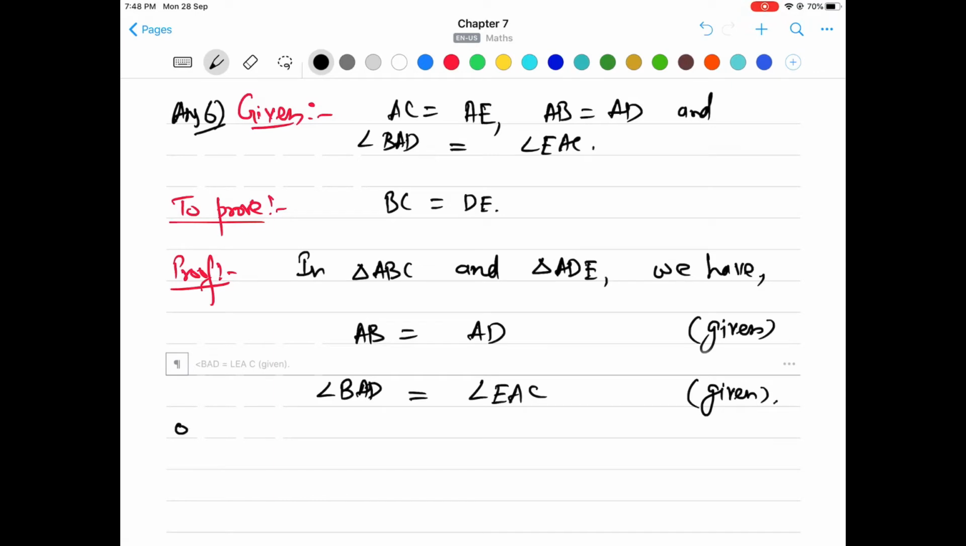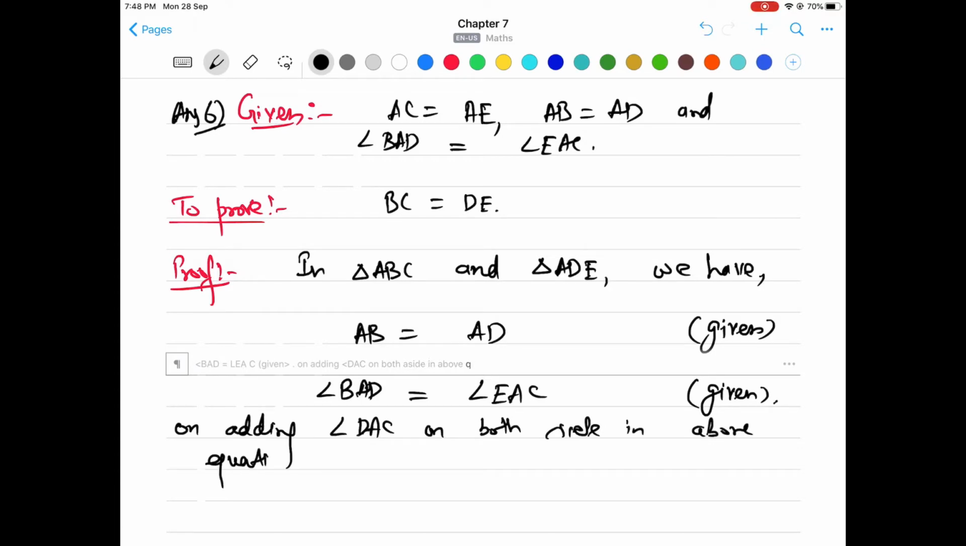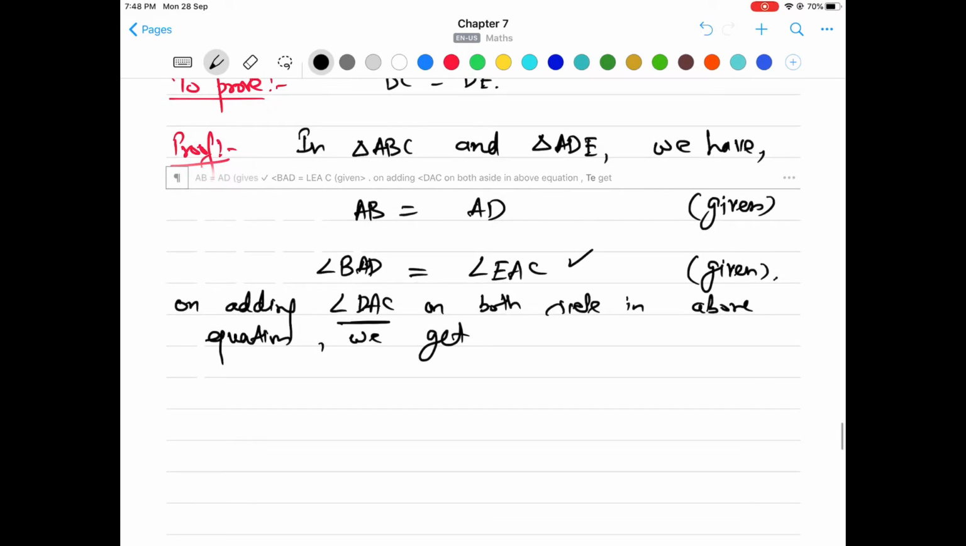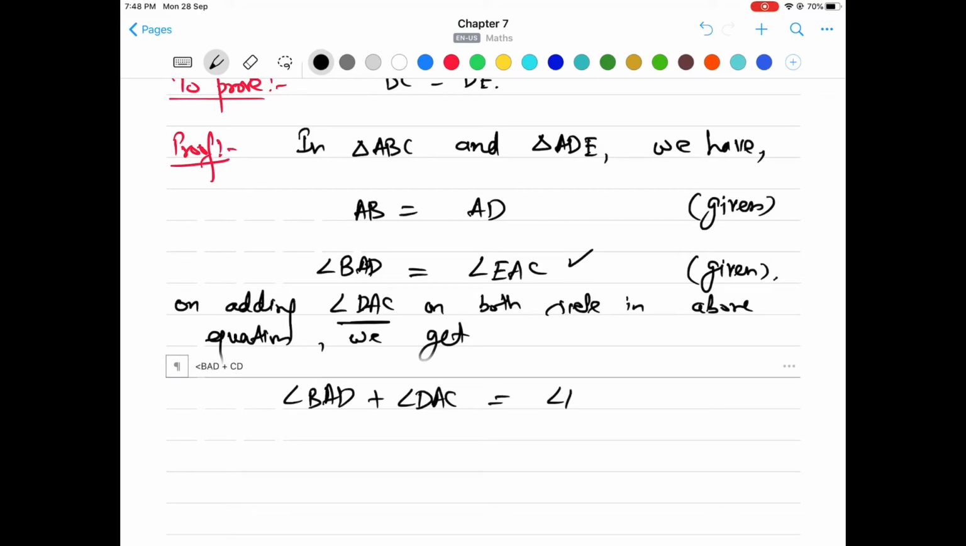Okay, we'll write on adding angle DAC on both sides in the above equation, we get: in this equation we'll add this DAC on both sides, so it will be angle BAD plus angle DAC equals angle EAC plus angle DAC.